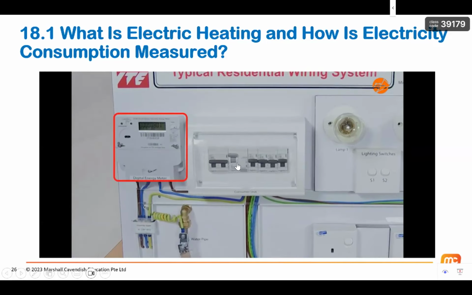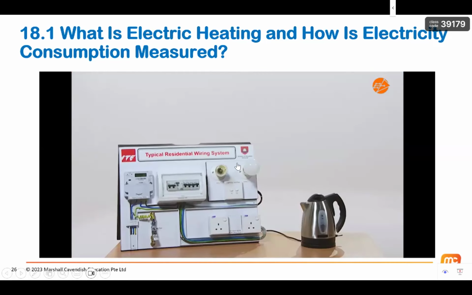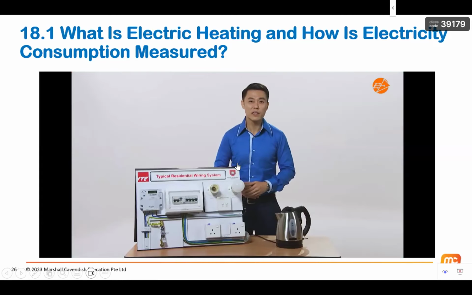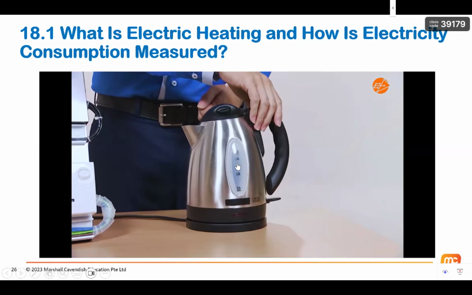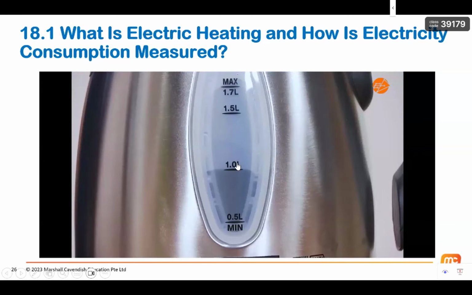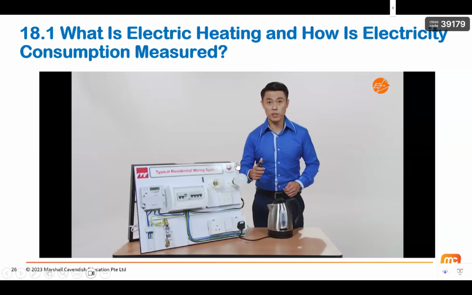This demo kit is a simulation setup consisting of main household electrical components put together into a single panel. I will be using the electricity meter and power points. Let's calculate the energy consumption of boiling water. This electric kettle has a power rating between 1680 and 2000 watts. For calculation purposes, I will use the average value of 1840 watts. I will boil 1 liter of water using this kettle. The initial reading on the electricity meter is 0.910 kilowatt hour. I will now start the boiling process.